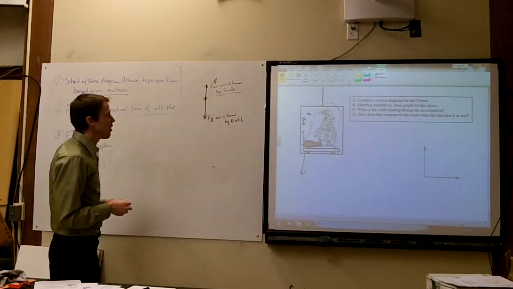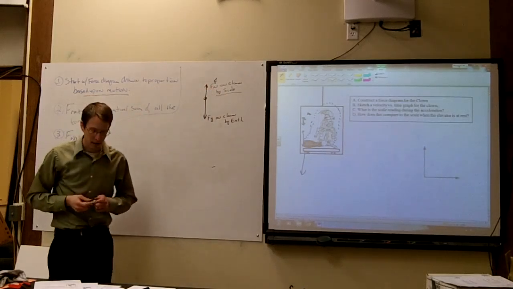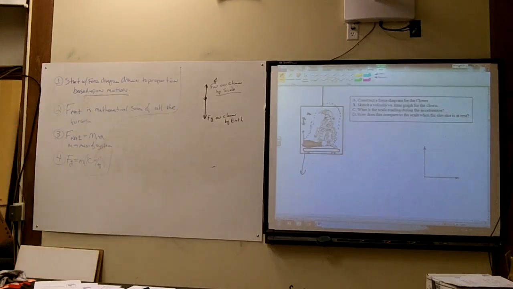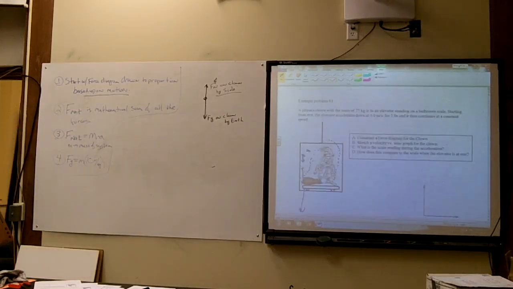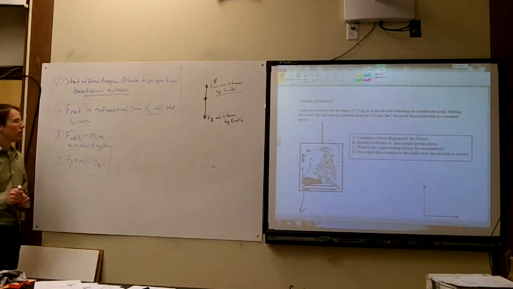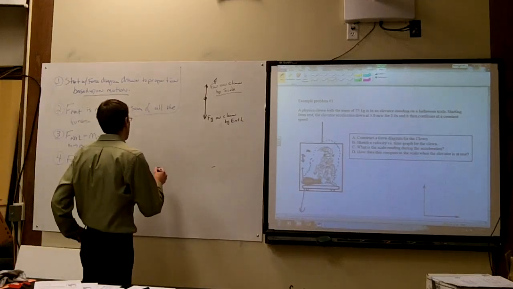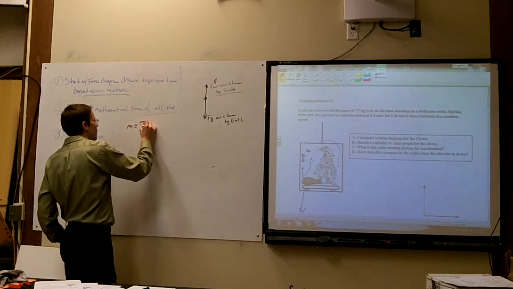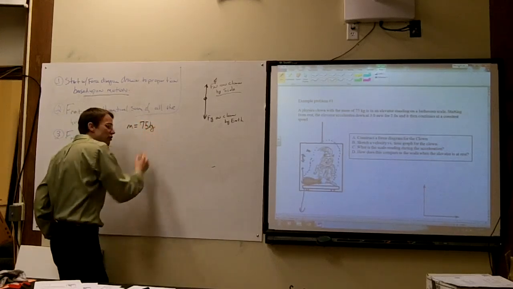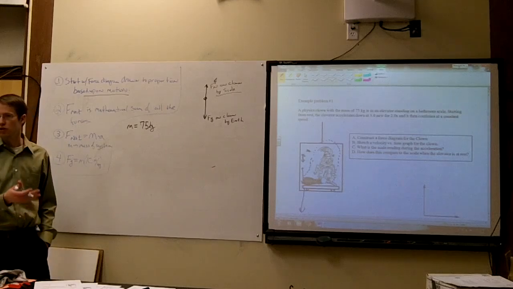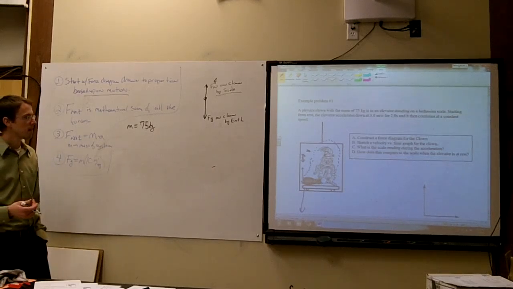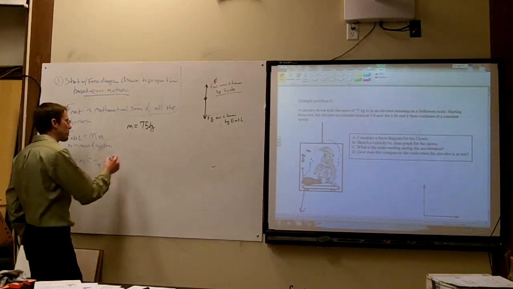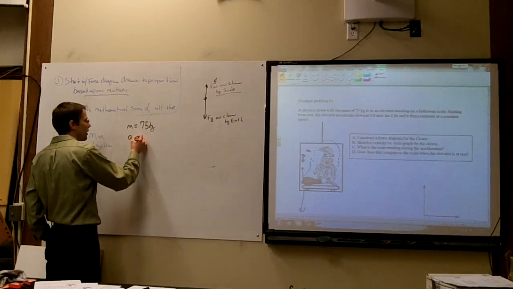All right, now let's do our knowns and unknowns in this problem. Okay, so what's the 75 kilograms? Where does that fit? So mass is 75 kilograms. This is actually easier than our cart systems because there's only one piece of the system. Okay, what else do we have? So the 3 meters per second squared, what's that? Acceleration. So acceleration is 3.